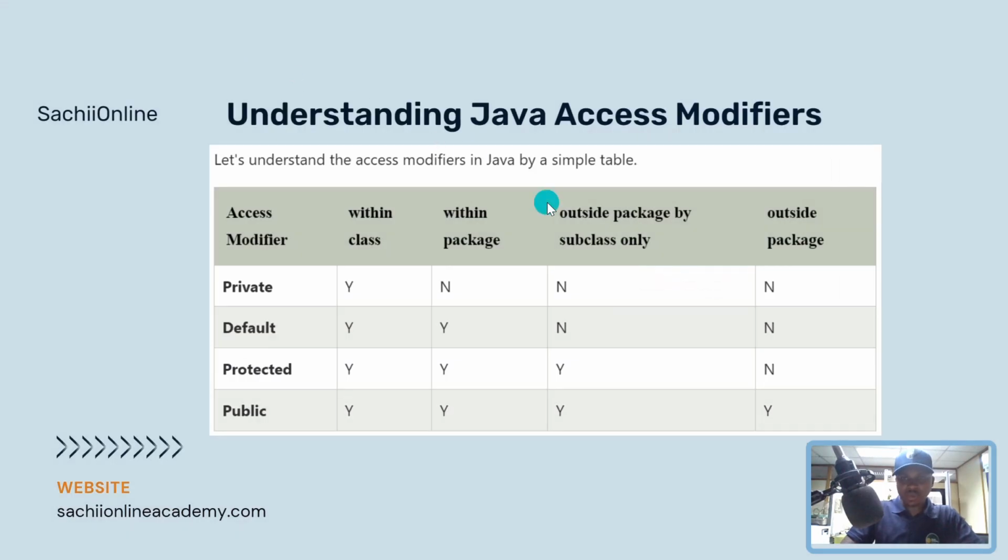So if I come back here just to say a little on the default access modifier, if it is within the same class, we were able to access. If it is within the same package, we can access it. But if it is outside the package, we see that we didn't manage to access it.